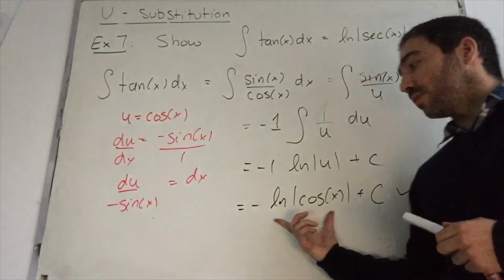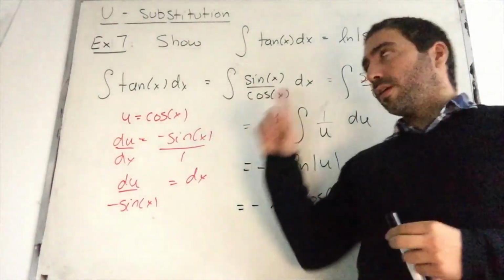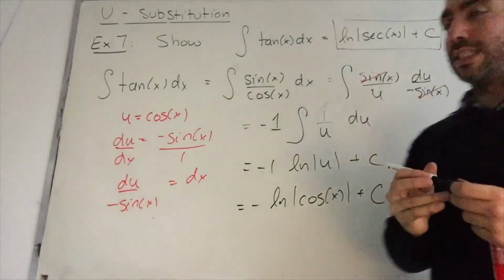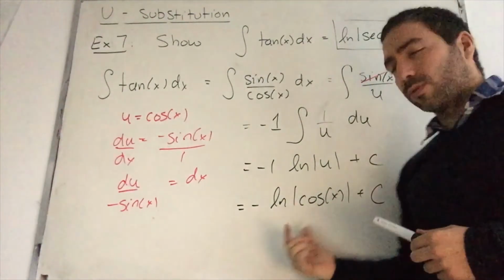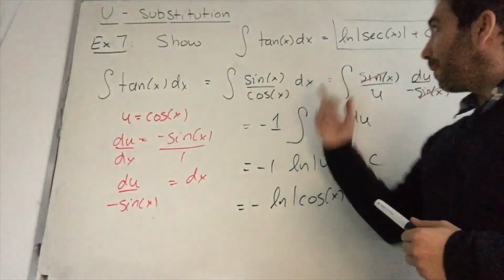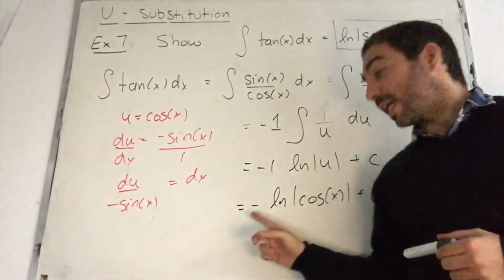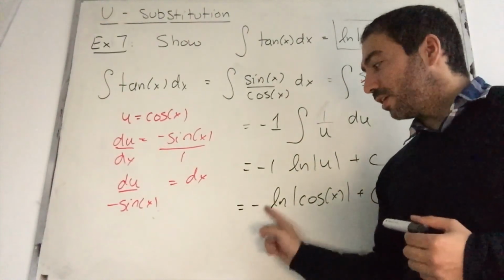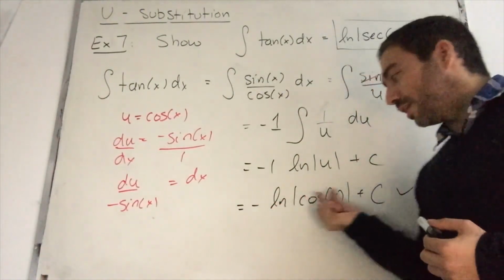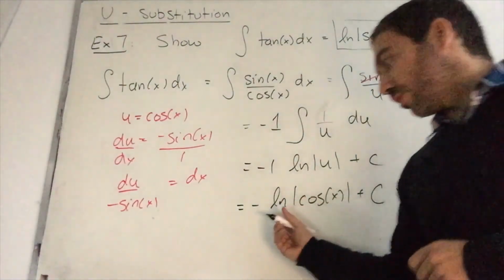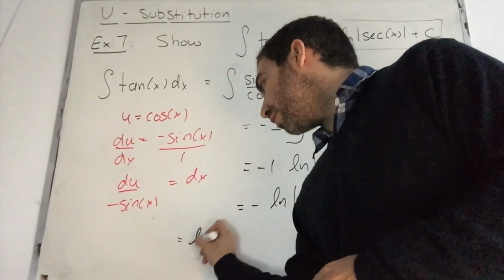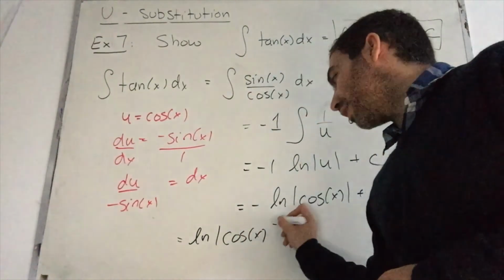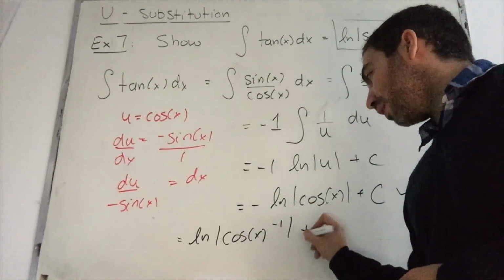We're done. So if you got up to here, good job. But wait, what did we start with? We started with ln of secant. Here we have ln of cos. That's not the same thing. Well, keep in mind we still have the negative in the front. And one of the properties of logarithms is that if you have a multiplication of a value in the front, we can put it in the exponent inside the log. So let's go ahead and do that. This is equivalent to ln of cos of x, all that to the negative 1, plus c.